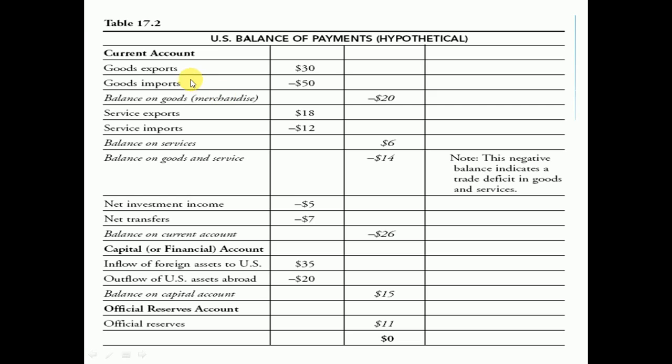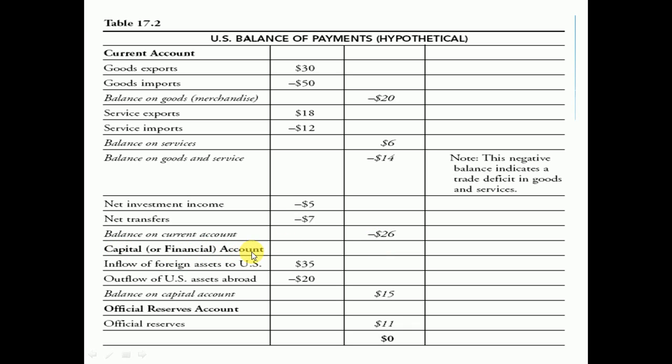The second component of the current account. We discussed this. Net transfers means we give gifts and grants to foreign countries, not loans. So it becomes 5 and 7, 12. So 14 and this 12, so it becomes minus 26. So the balance on current account is minus 26.